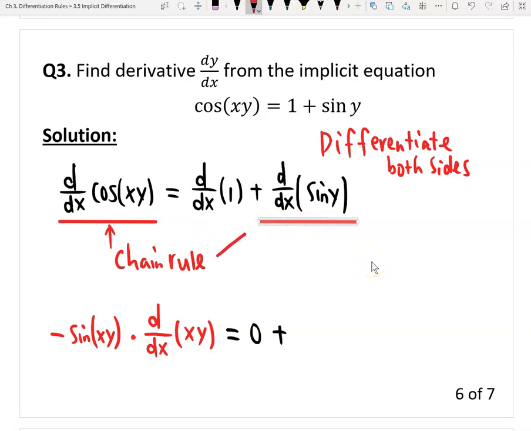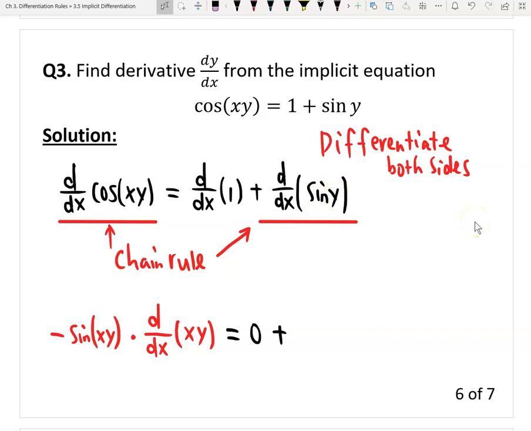Or simply say like this. We also need to use the chain rule because sine is a function, however the variable is not x. The variable is y, and y is a function of x. Therefore, this is a composite function, so we have to use the chain rule. The inner function is y. Always keep in mind. So I put it here.